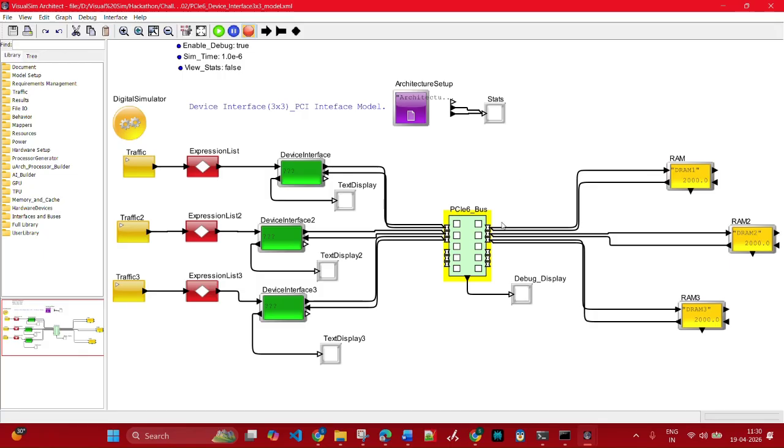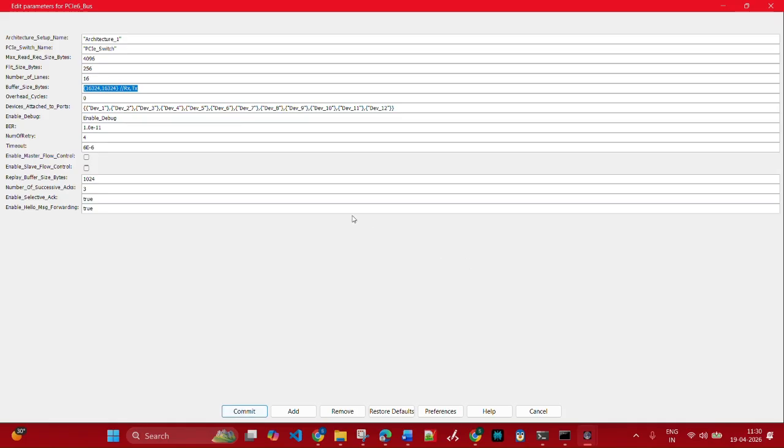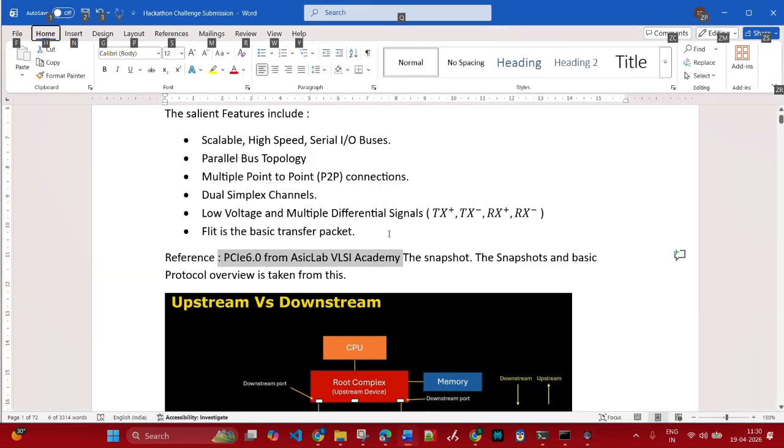I have, sorry, there are 12 devices that I can attach here. These 12 devices can be attached. The lane concept is different. So I'm not worried about the bit error rate, number of retries or timeout or anything, but I have this replay buffer size. So this one is the storage element.